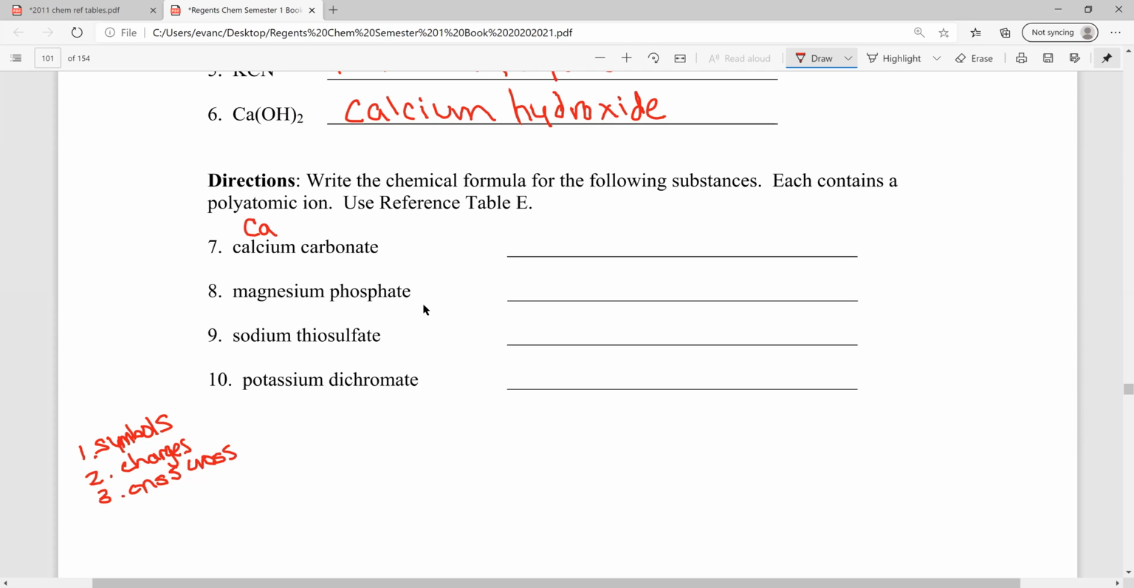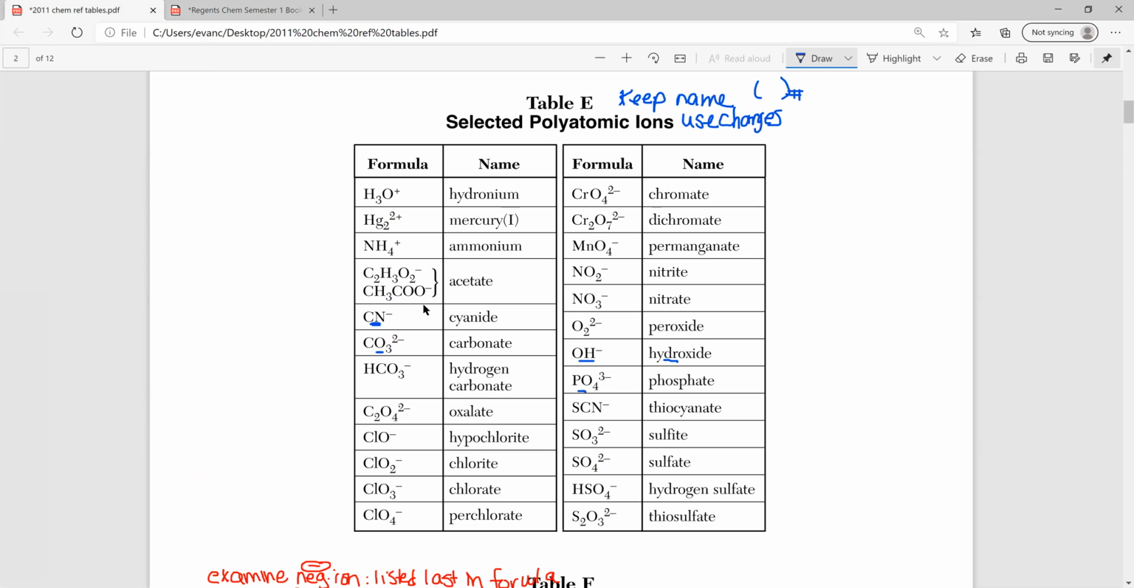This does not end in an -ide. This ends in something other than -ide, so that means I need to find it on Table E. I'm going to find the word carbonate on Table E. Where is carbonate? I need just carbonate. I should know where it is because I use this table all the time, but I want you to look. There we go. Here's our word carbonate. Now I'm going to copy this, the CO3 with that -2 charge.